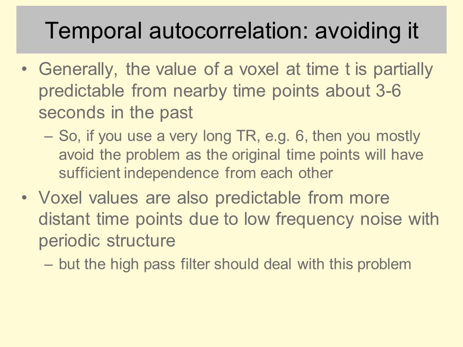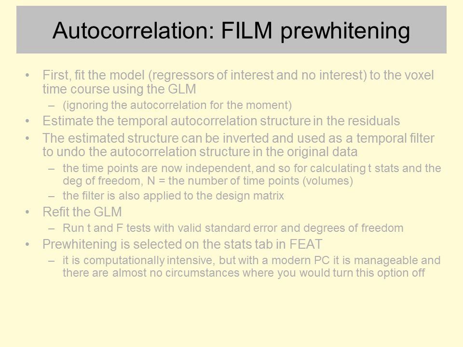As I said on the previous slide, you can also get predictability of the current time point from more distant time points, but the high pass filter should really deal with that. Now the option that FSL gives you for dealing with autocorrelation is called FILM pre-whitening.